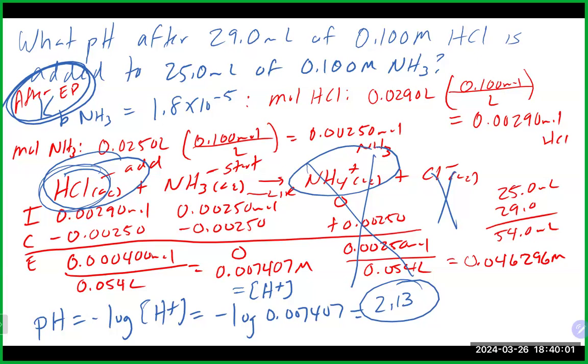Any questions on any of these three types of titrations? You need to be able to calculate the pH anywhere along these curves, or a bunch of points along these curves. Any questions on that?